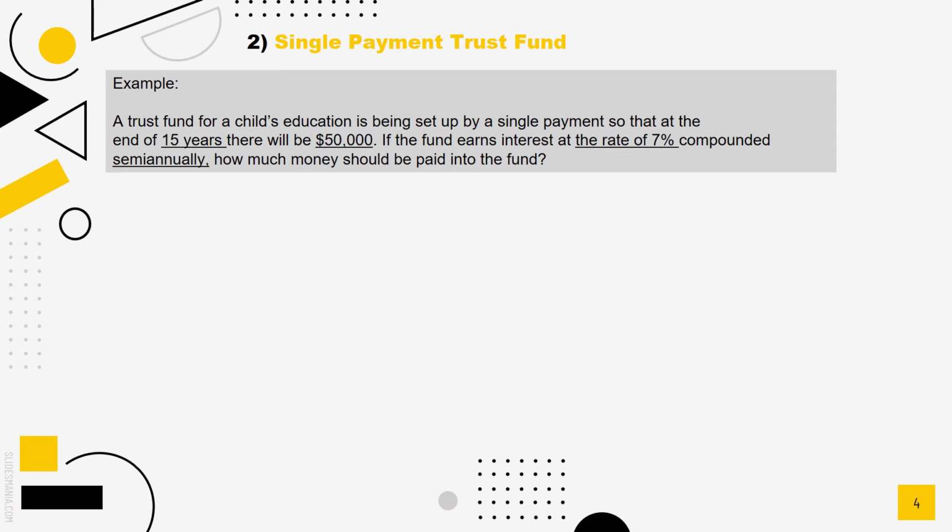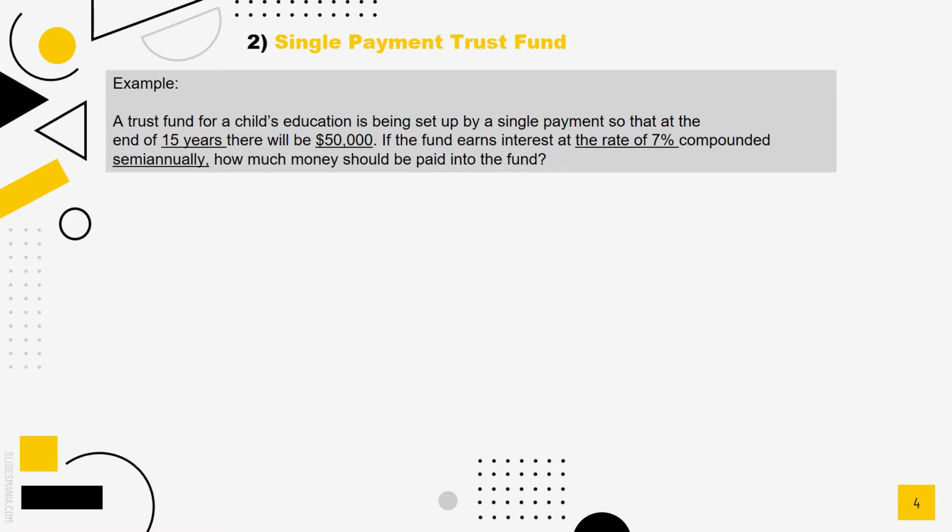Okay. The second calculation for the topic present value is single payment trust funds. In this calculation, we also use the same formula, P equal S bracket 1 plus R multiplied with bracket with negative n's, right? So we go through to the example.